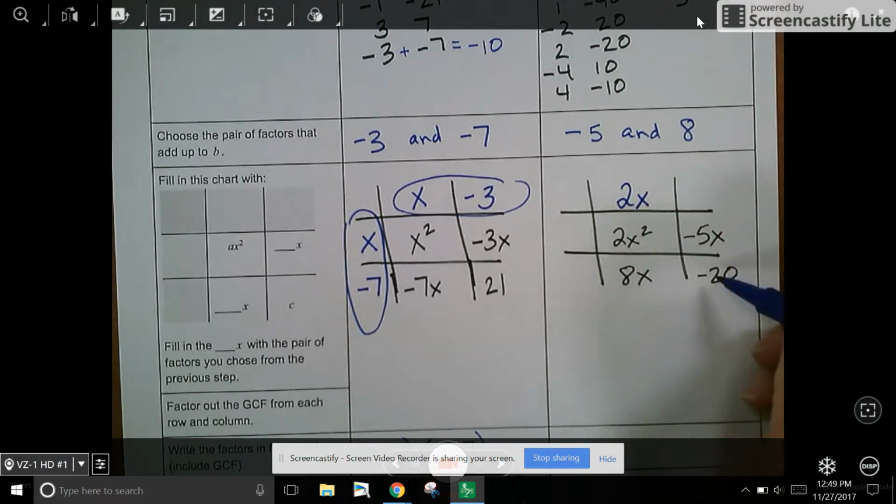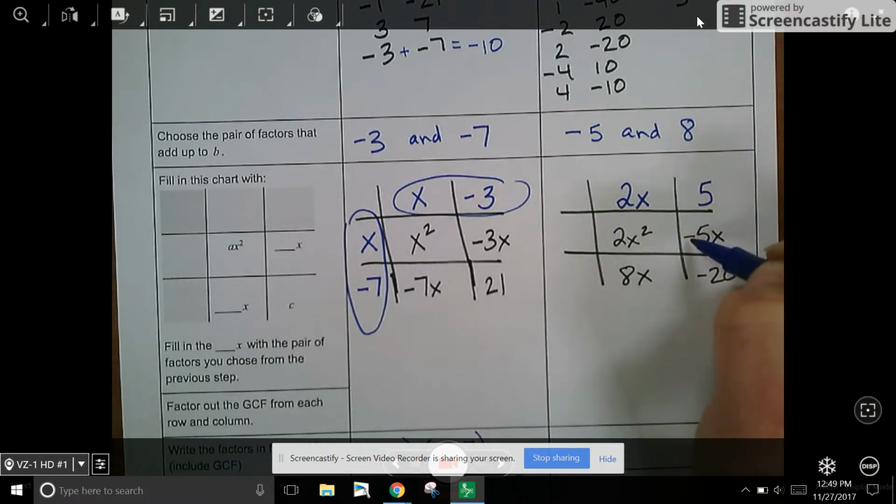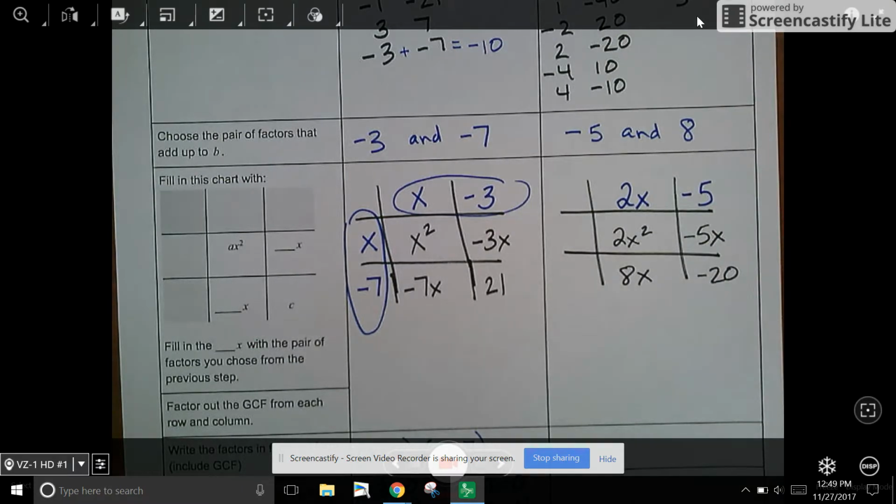Now I'm going to go to this row. What's the largest number that you can divide into 5 and 20? Well, I'm going to check my 5. 5 goes into 5, and it goes into 20. So I can pull out that 5, because the first thing I see is a negative, it's going to be a negative 5.